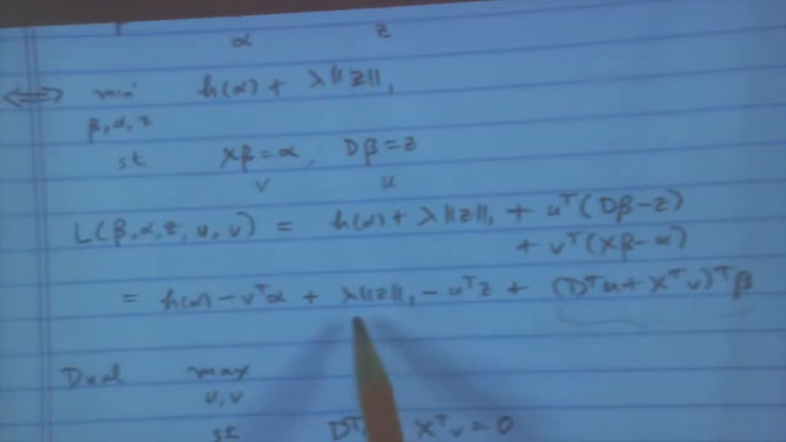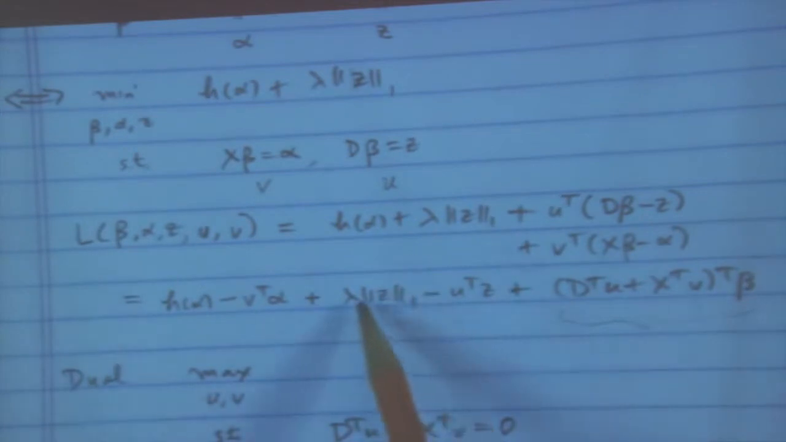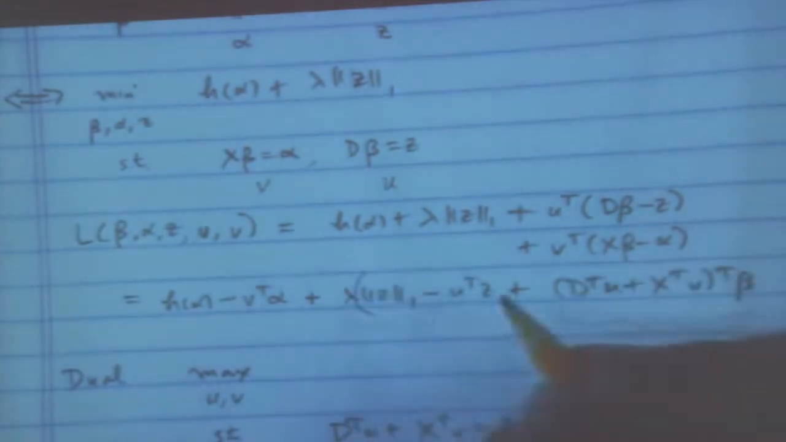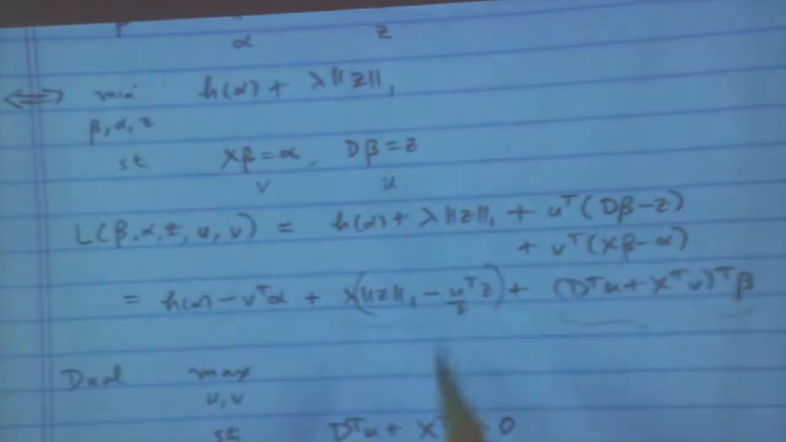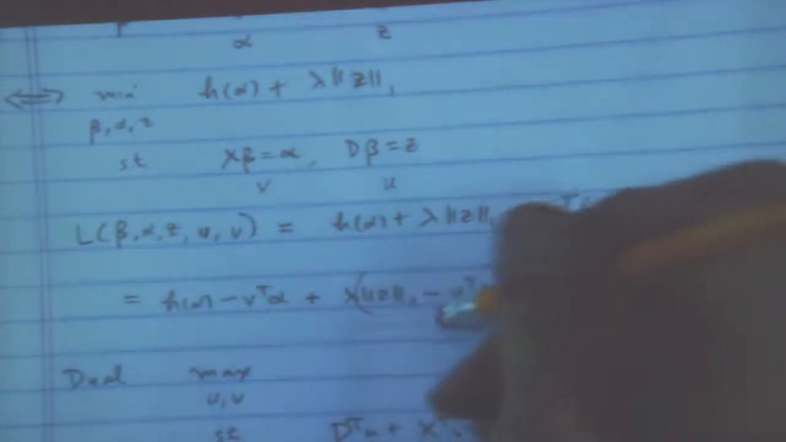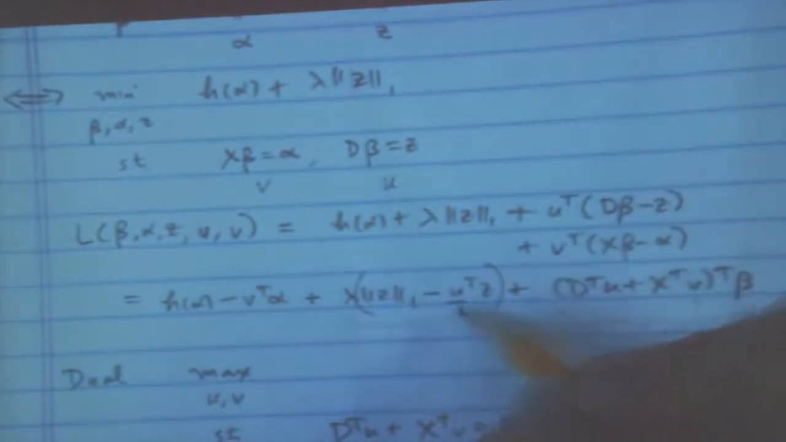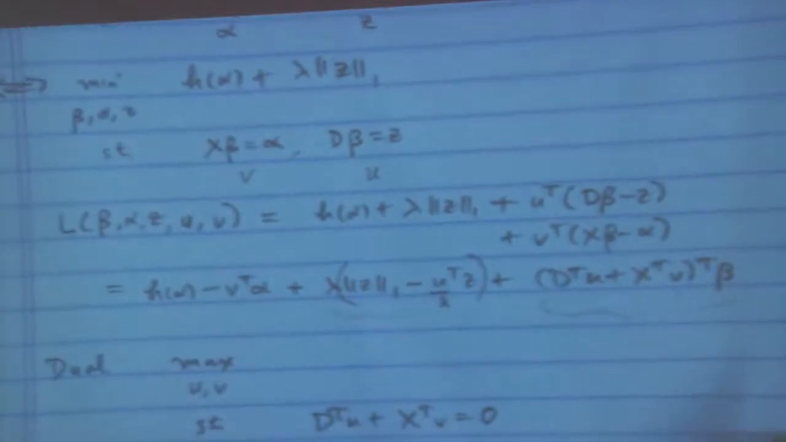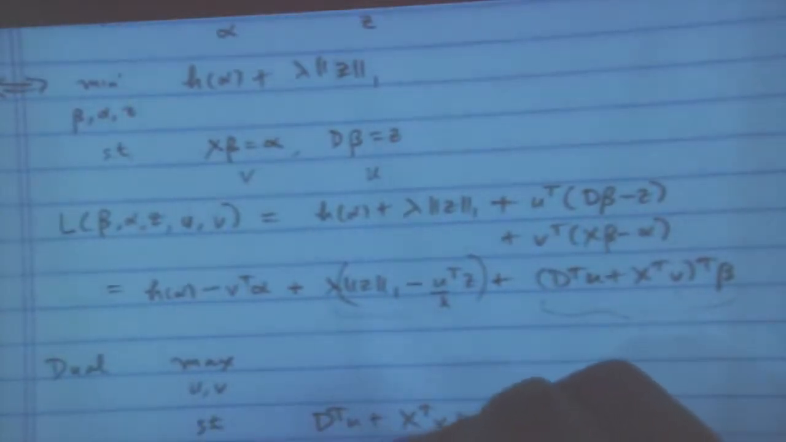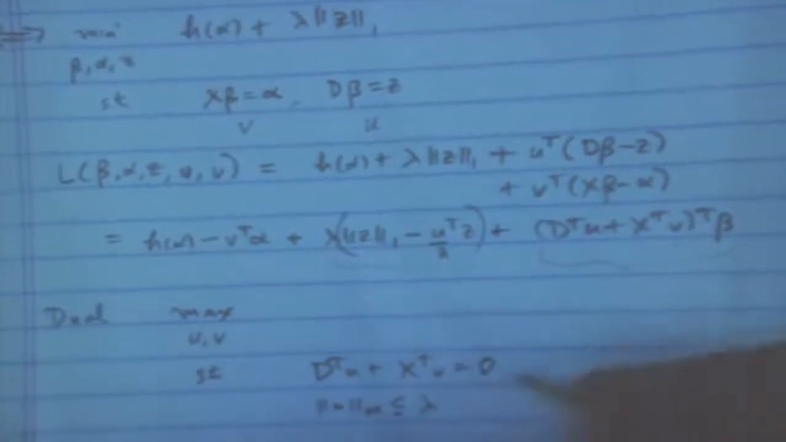And minimizing over this part is again going to give me an indicator. It's going to give me either minus infinity or 0. And it's going to be 0 when u is in the L infinity ball of radius lambda. It's the same calculation we made before. I can pull out lambda. This says lambda times the L1 norm of z minus u over lambda transpose z. And now I can recognize this as the conjugate of the L1 norm. So I have another constraint that says that u has to have infinity norm less than or equal to lambda.